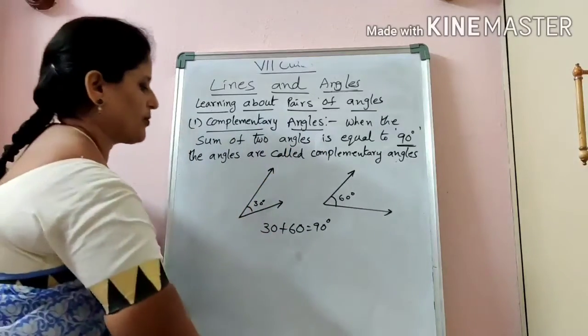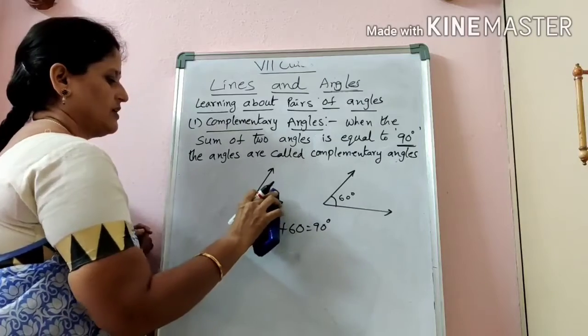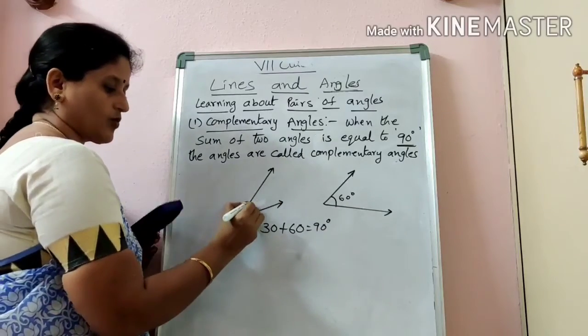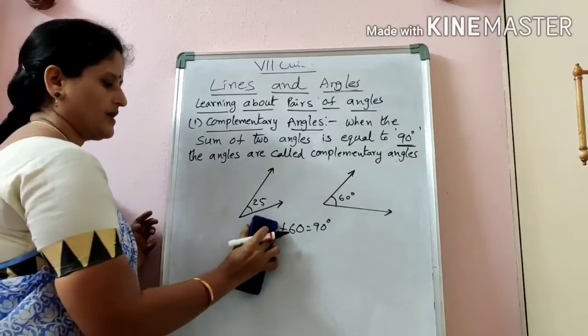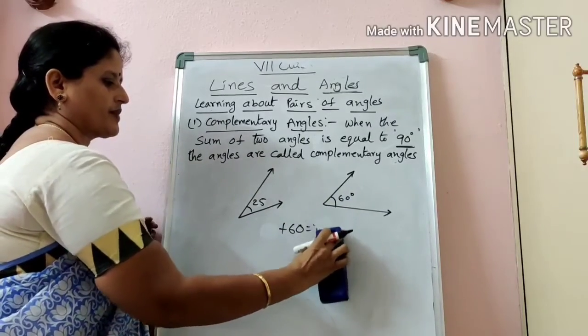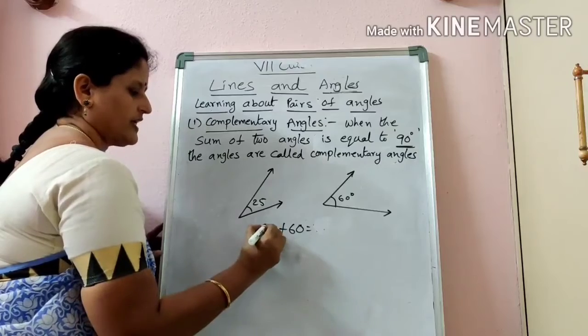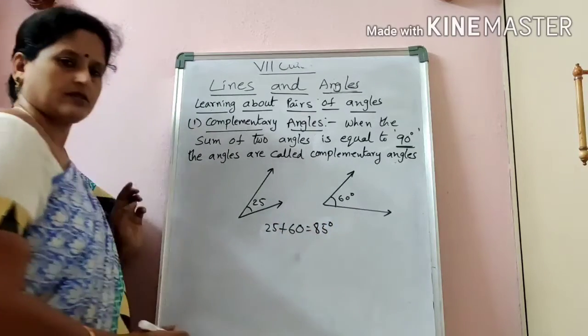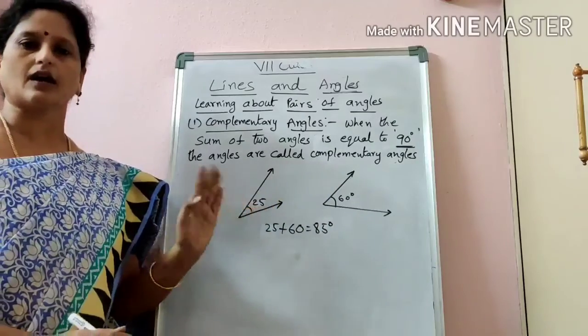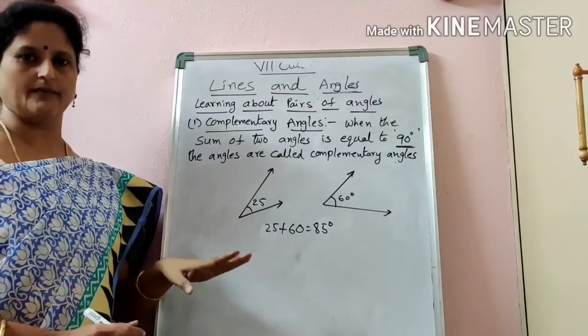Suppose this angle is only 25, and this is 60. 25 plus 60 is equal to 85. So, these are not complementary angles.